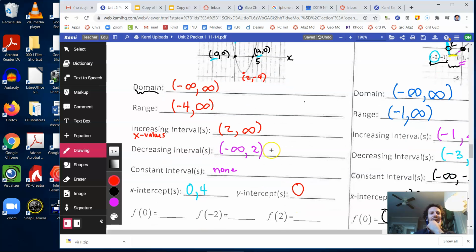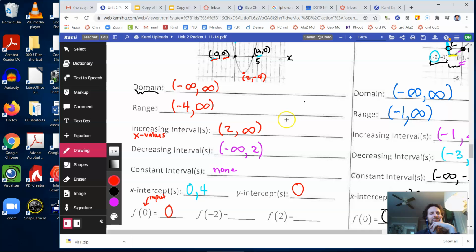Okay. And then let's just fill in some points. This is a review. So if 0 here, the number in parentheses, is the input, what's f of 0? What's the output? Well, we see that 0 goes with 0. So if 0 is the input, 0 is the output.